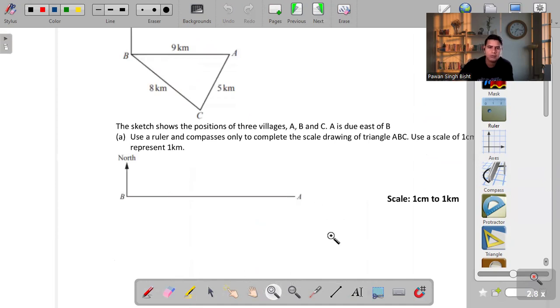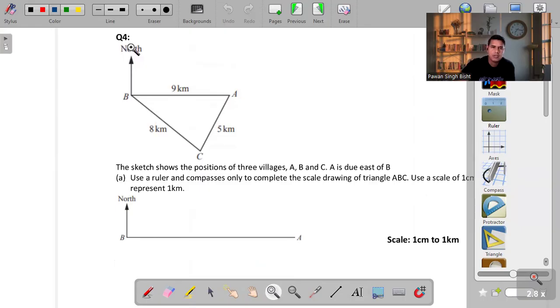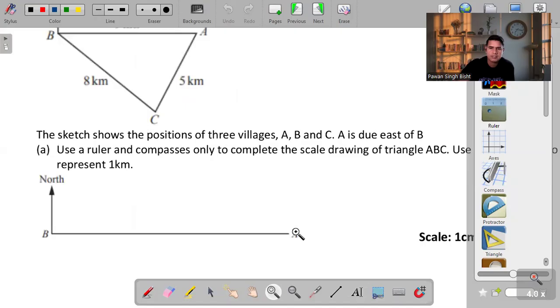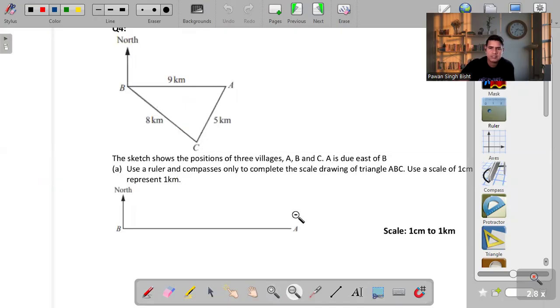Okay. Now you see a triangle is given. The sketch shows the position of three villages A, B, and C. A is due east of B. Use a ruler and compass only to complete the scale drawing of triangle ABC. Basically this is a scale question and 1 centimeter represents 1 kilometer. So basically from B to C we have to draw 8 kilometers and from A to C 5. So we need compass and a ruler.